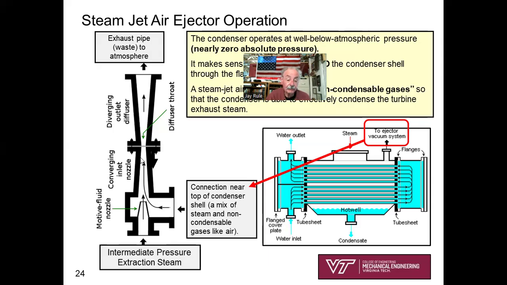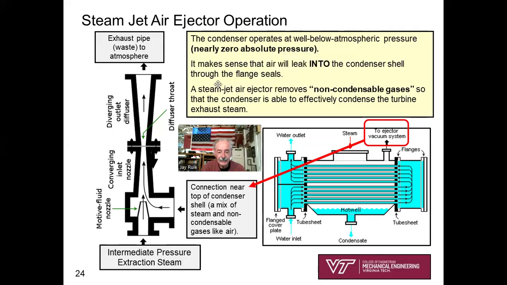And the reason you have one of these in real world situations is because the condenser is operating way below atmospheric pressure. So let's see, it says steam jet air ejector removes non-condensable gases. So that is a real world problem in condenser operation.